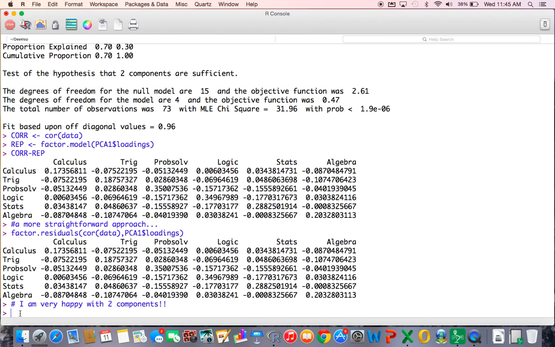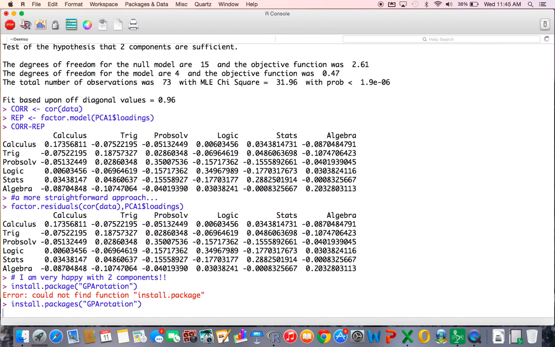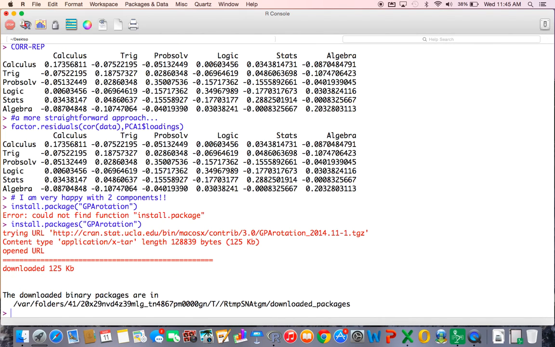So first thing I have to do is install a package called GPArotation. Oh, install packages. All right, so done. Let's access the library.